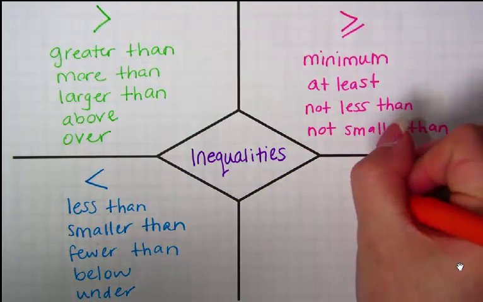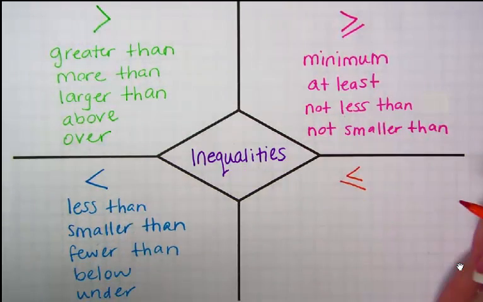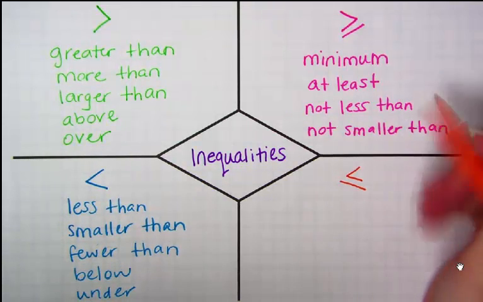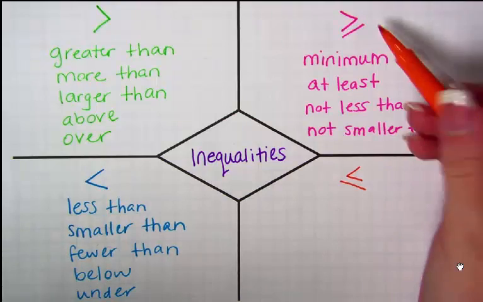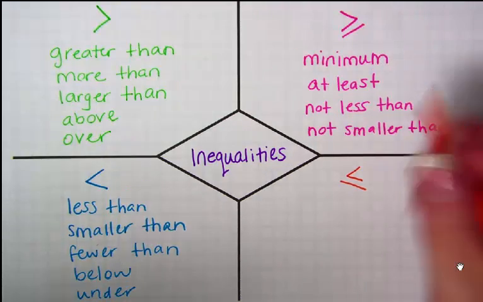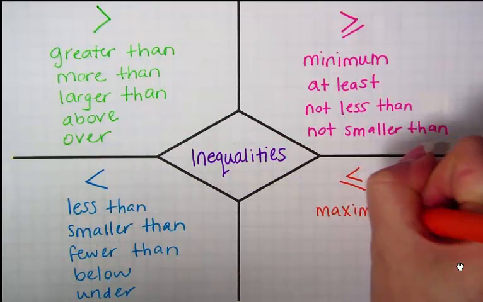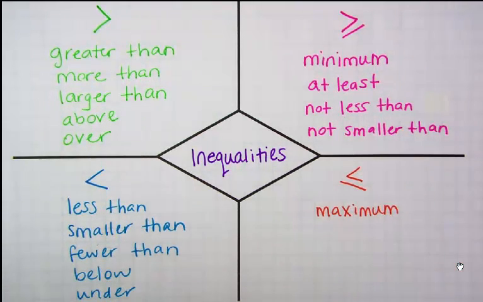And then the last one that we have to do is less than or equal to. Kind of going off of what we did for the greater than or equal to, where we used minimum, for less than or equal to, we're going to use maximum. So the maximum fee that a credit card company can charge you is $20. They can charge you $20, they can charge you less than $20, but they cannot charge you more than $20.